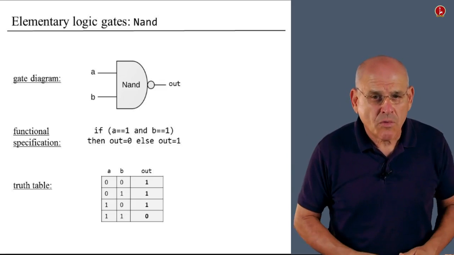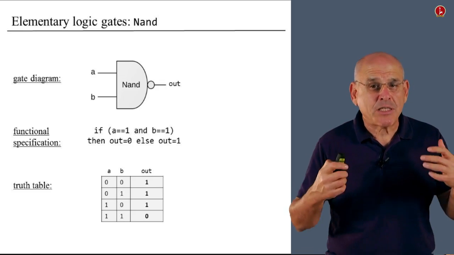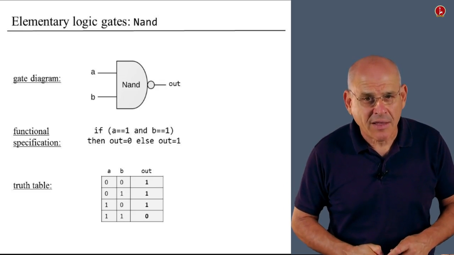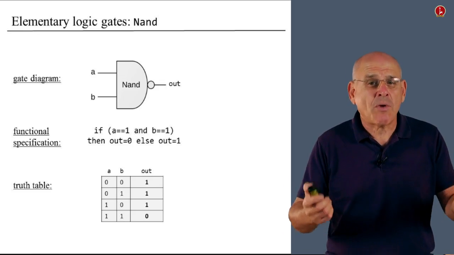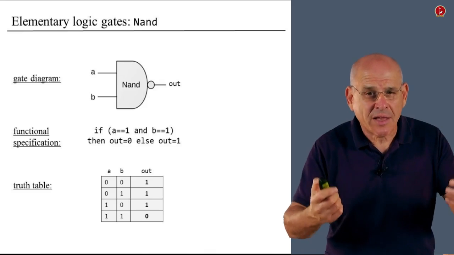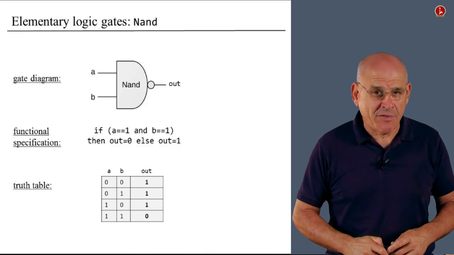Taken together, what we have here is an abstraction of the NAND gate. We didn't say a word about how this thing is actually working. We just describe what kind of functionality we can expect it to deliver.